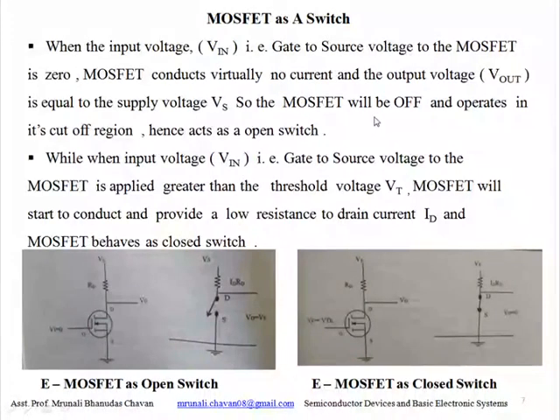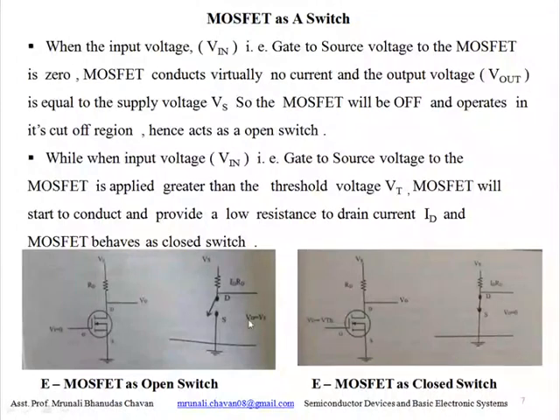So it will operate in its cutoff region and hence acts as an open switch. Okay, while when input voltage, that is gate to source voltage to the MOSFET, is greater than the threshold voltage Vt, the MOSFET will start conducting. This MOSFET will become on and drain to source current will flow through the MOSFET and provide a low resistance to drain current Id, and hence MOSFET acts as a closed switch and so output will be here 0.